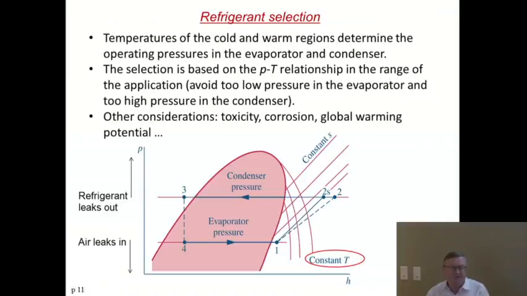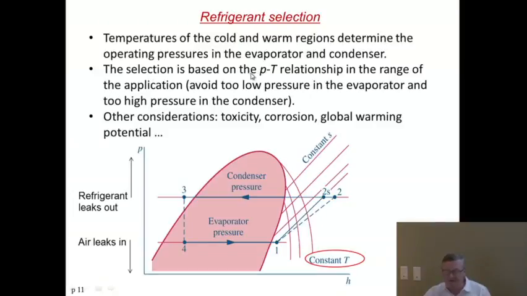Okay, so let's look at the criteria that enter the selection of a refrigerant. First of all, of course, the temperatures of cold and warm regions must correspond to what you want from the system. Temperature of the warm has to be a little higher than the ambient temperature where you're going to reject your heat, or if you do it in a different cycle, it has to be warmer than wherever it is you're going to reject your heat. The average temperature of the cold side has to be colder than where you want to take the heat out of.